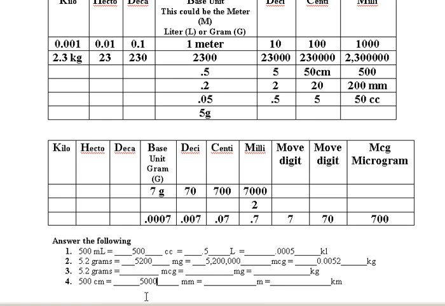Converting that to meters, well, 500 centimeters to meters, move the decimal point 2 places to the left, and that would be 5 meters. And how many kilometers would that equal? Let's go from meters, move the decimal point 3 places to the left, and I would have 0.005 kilometers. And that should do it.